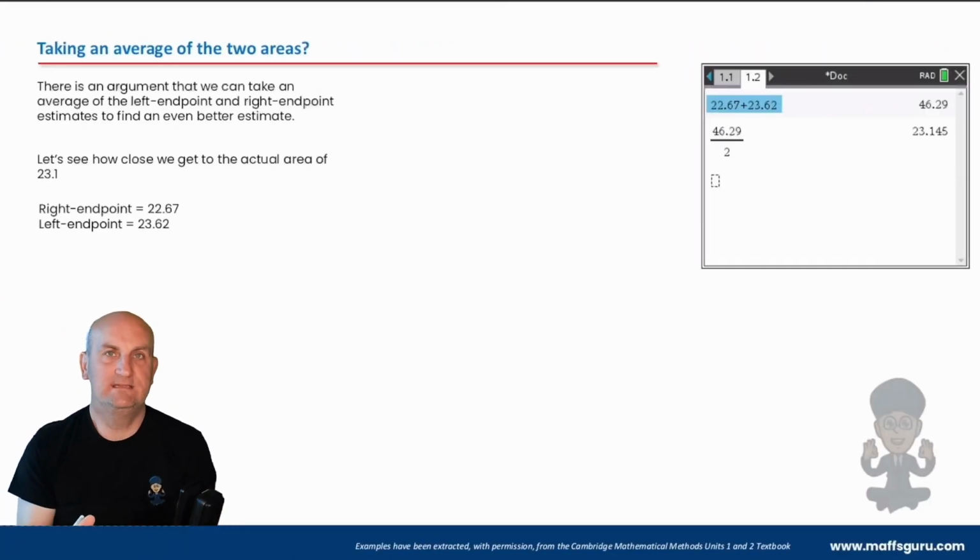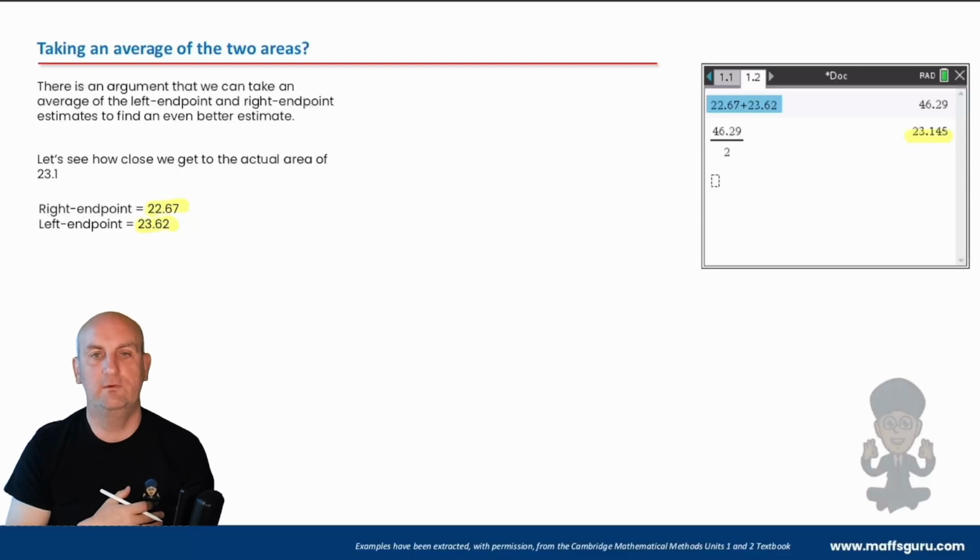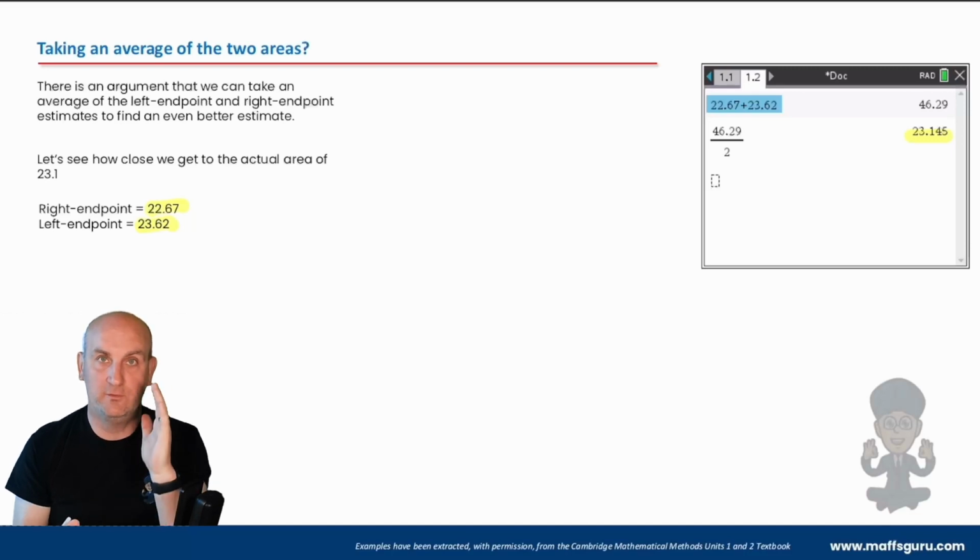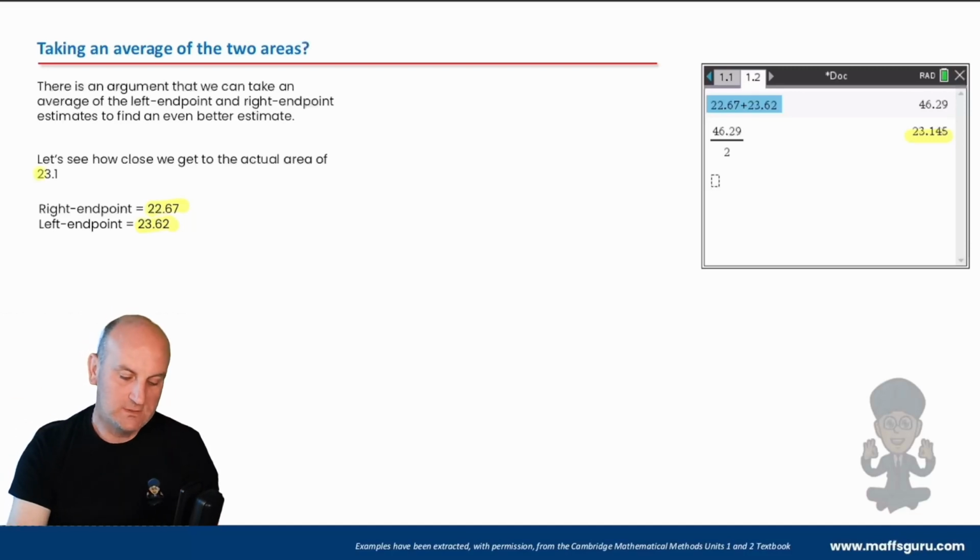Now, it would make sense that if you wanted a more accurate version of the area under the curve, then one of the things we could do is take the area we got for the right endpoint method and the area we got for the left endpoint method, because one's an overestimate and one's an underestimate, add them together and divide by 2, and then we end up with 23.145. Now, using the work that's coming up in a later video, I can find the actual area under the curve between x equals 2 and x equals 5 to be 23.1.